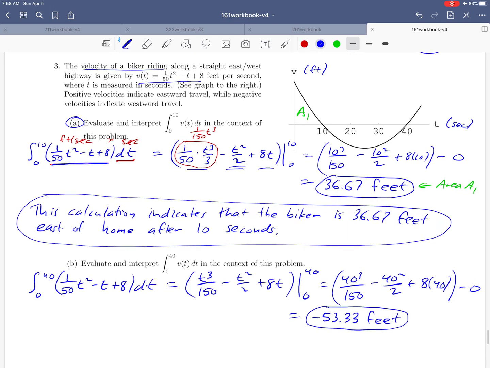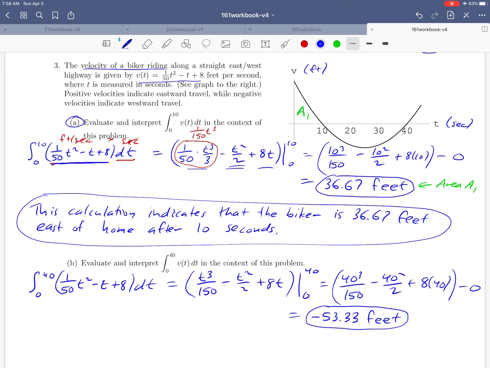Well, we can maybe go back to the graph to get some insight into that. So if we integrate all the way from 0 to 40, we're going to start by integrating 0 to 10, which is going to give the A1 that we already found from part A. But then we're going to continue on between 10 and 40, and that's going to be about the area down here that's below the x-axis. So graphically, what this represents is the area A1 minus A2.